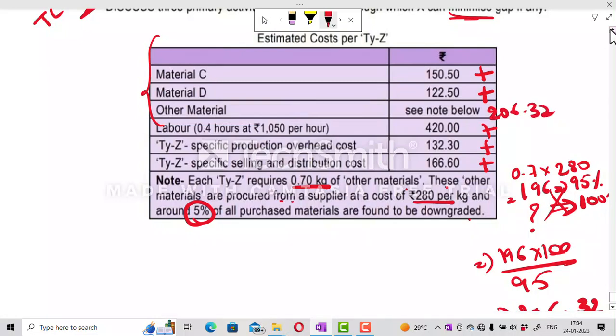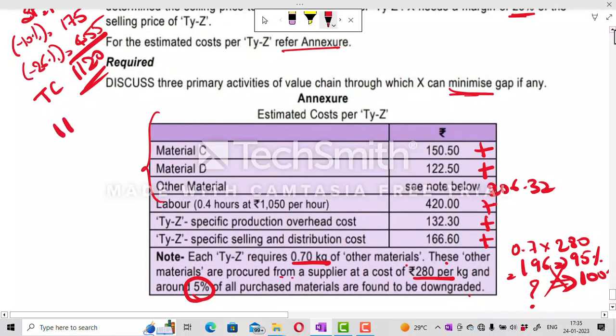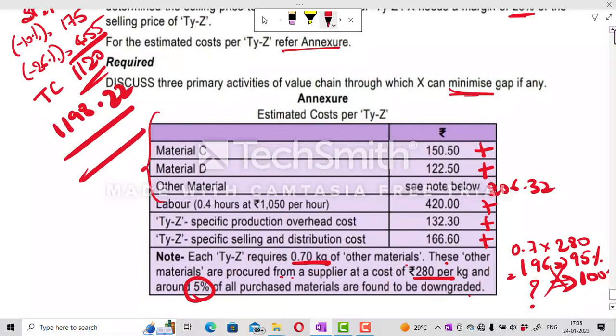Let's sum this up. Add all the costs: 150.5 plus 122.5 plus 206.32 plus 420 plus 132.3 plus 166.6, 1198. I'll show you here. 1198.22. What is the difference? 78.22. See, we should reduce the cost by 78 rupees 22 paise in order to reach the targeted cost.